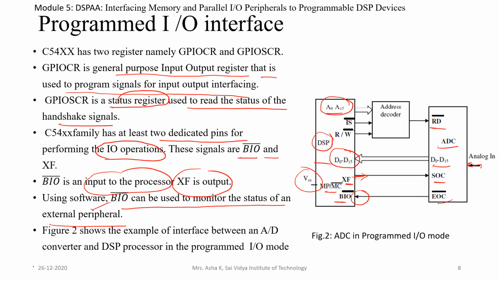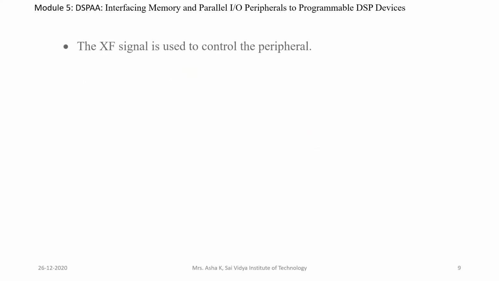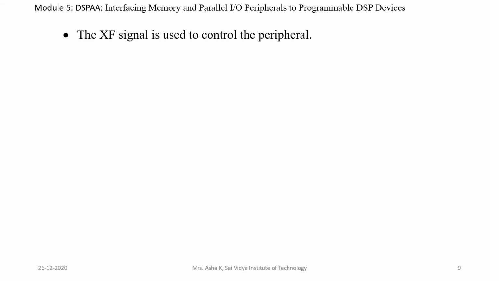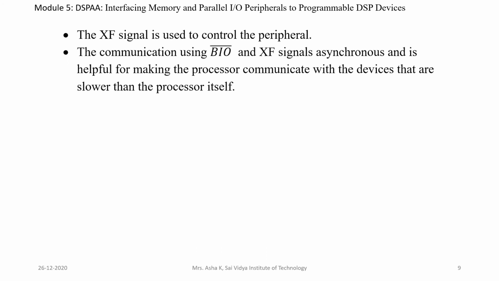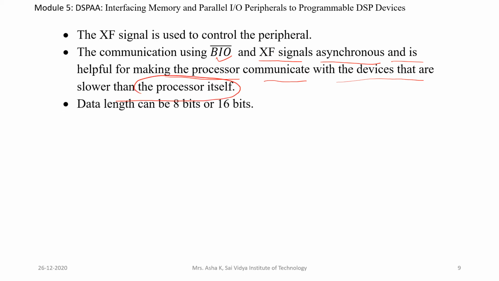The analog input is connected here, and this is the interfacing of the DSP processor with the ADC in the programmed input output mode. Here, the external flag signal is used to control the peripherals connected. The communication using BIO bar and XF signals is asynchronous and is helpful for making the processor communicate with devices that are slower than the processor itself. The data length can be 8-bit or 16-bit.